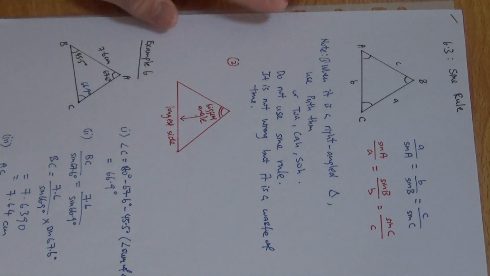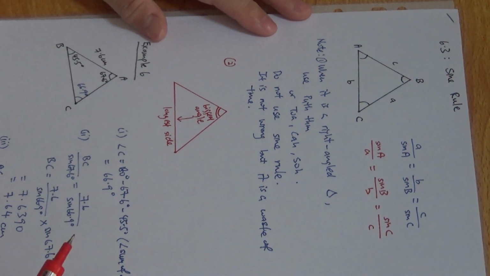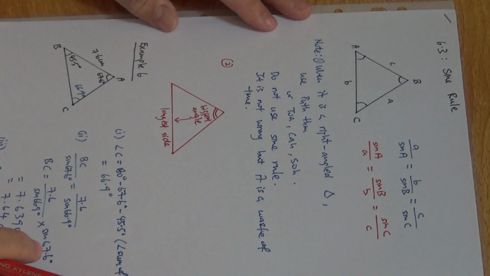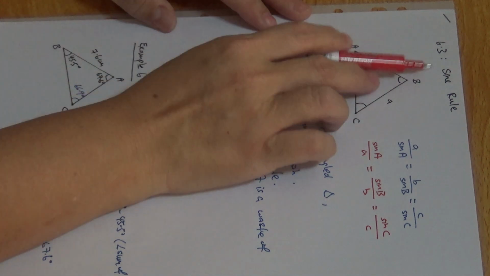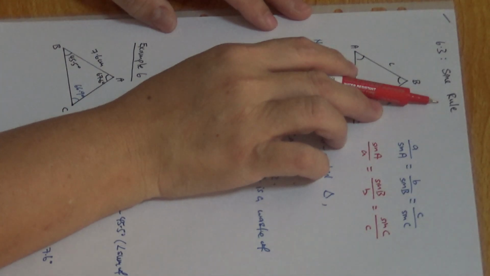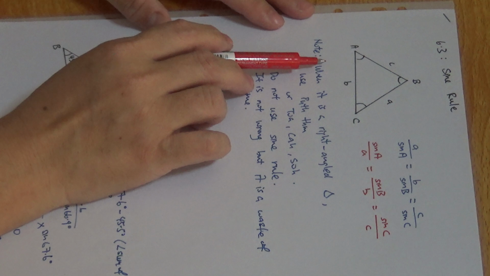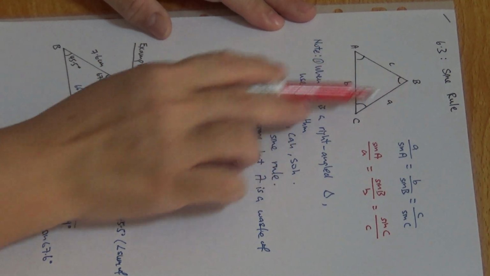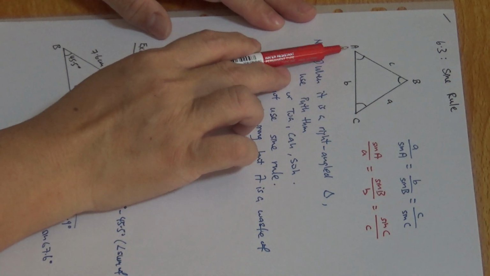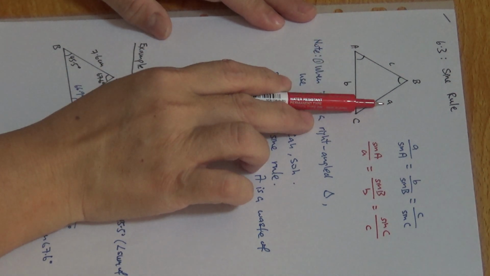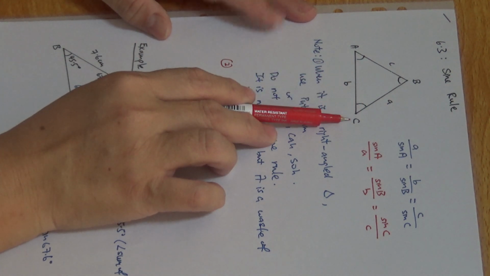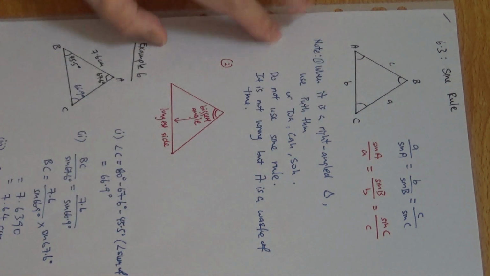Good morning, class. I'm going on to section 6.3 of the chapter, and it is called Sine Rule. Let me repeat how we label a triangle again. This is angle A, angle B, angle C. The side opposite big A is little a, the side opposite big B is little b, and the side opposite big C is little c here.